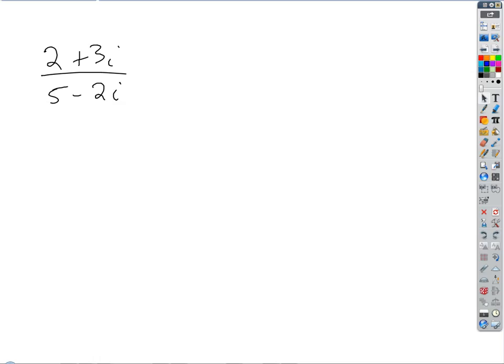Okay, so here's how I want you to think about this. When we're going to divide complex numbers like this, it's similar to what we had to do when we take a square root of a quotient. So let's look at an example of a square root of a quotient real quick.